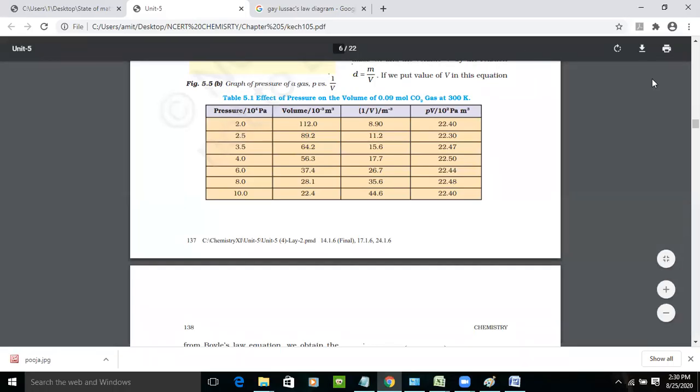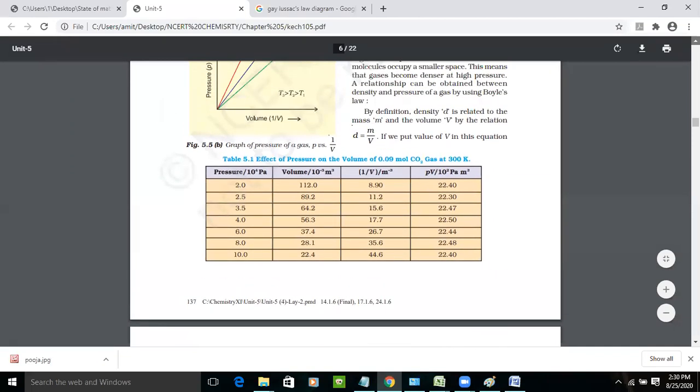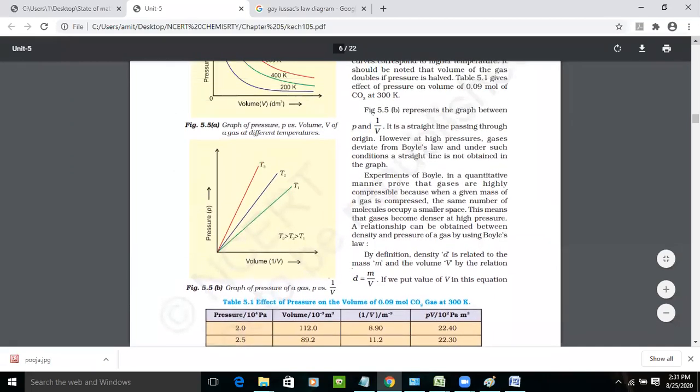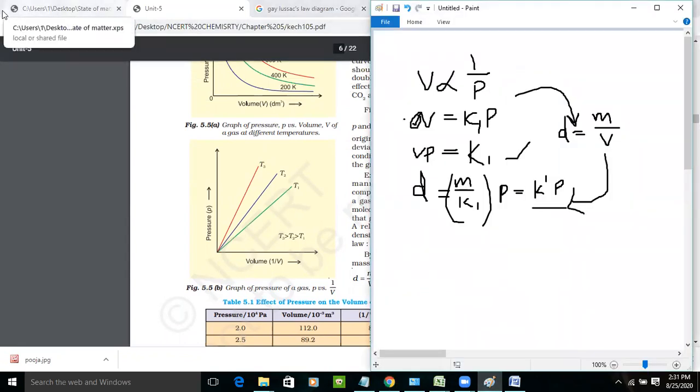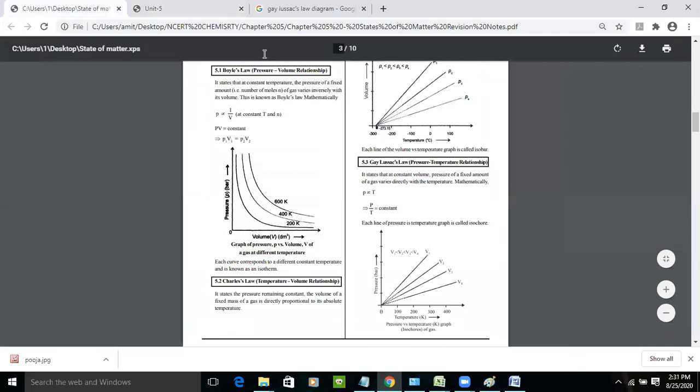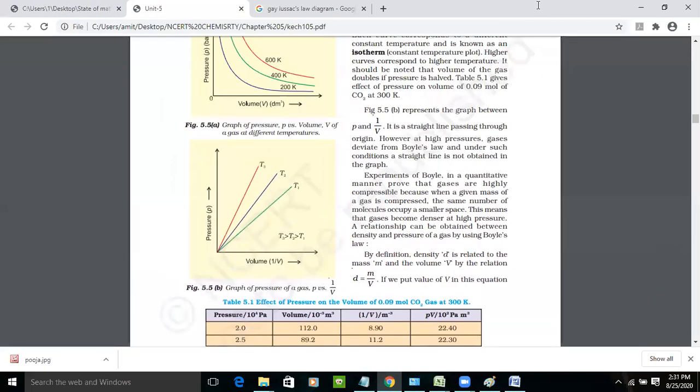In our previous class, we discussed Boyle's law and Charles' law, right? But I just want to add one thing that he properly explained about the pressure and volume relationship. Boyle's law states that the pressure is inversely proportional to volume. Let me share this paint with you so that I can make things clear.